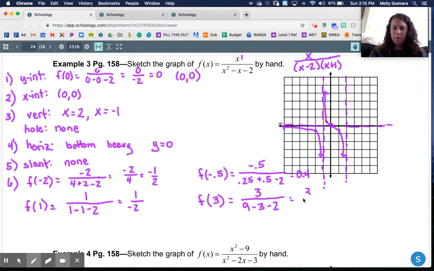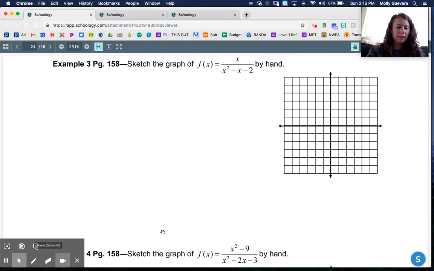And I get 3 over 4. So at 3, I get 3/4. This is somewhere in here. And then that's really all I need to just draw my graph approaching the asymptotes. And there's my beautiful graph, right? Notice how many numbers I had to plug in, because I had no idea what this graph looked like. So just make sure you pay attention to that.